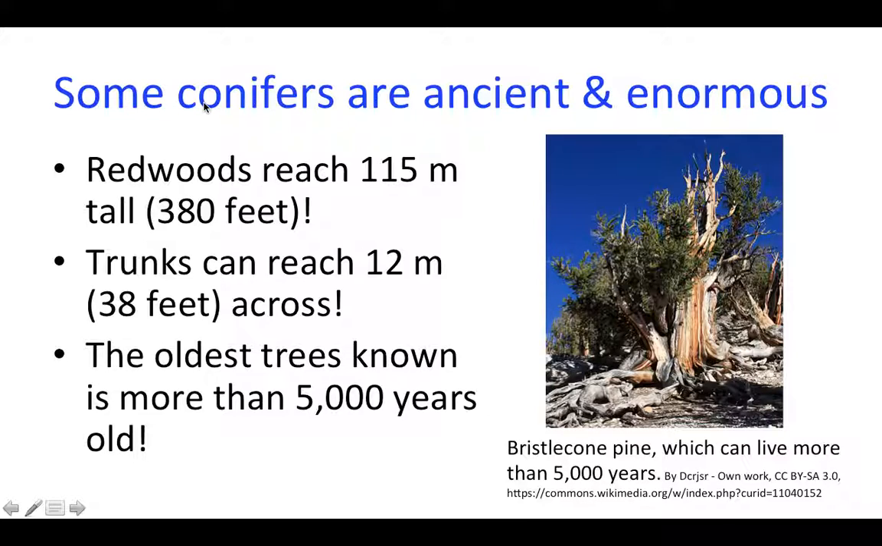Conifers can be very ancient and also huge. So some of our largest and oldest trees are conifers. One example are redwoods, which can reach 115 meters tall. That's 380 feet tall. The tallest trees around the USC Upstate campus are probably in the 80 to 100 foot range as an estimate. So if you picture those trees and then picture trees that are almost 4 times taller, that's as tall as a redwood tree.